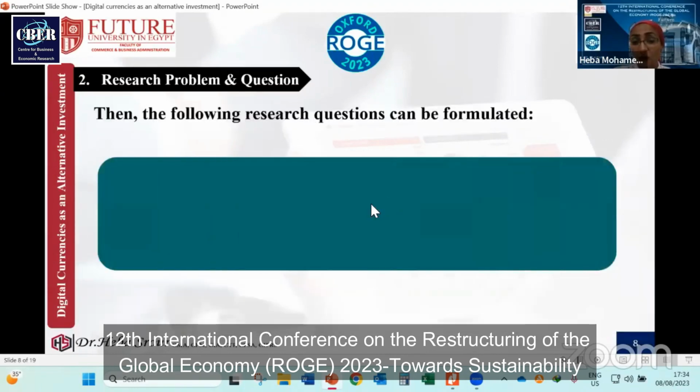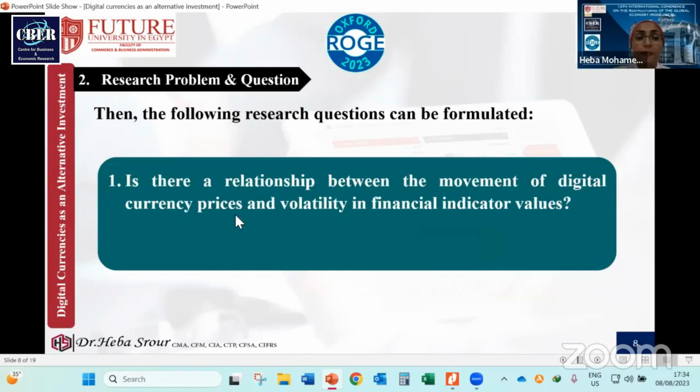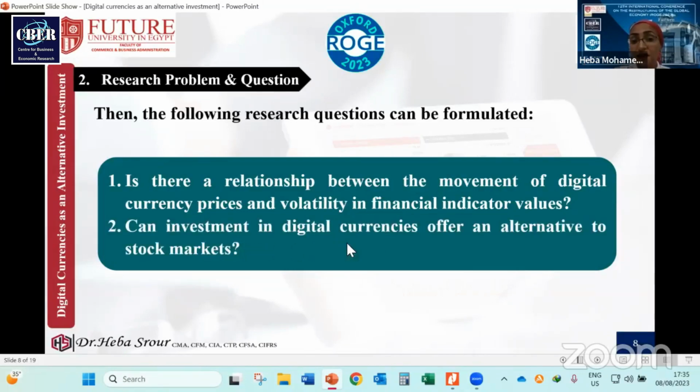Okay, for research question, we have two questions. Number one, is there a relationship between movement of digital currency prices and volatility in financial indicator values? Number two, can investment in digital currency offer an alternative to stock markets?